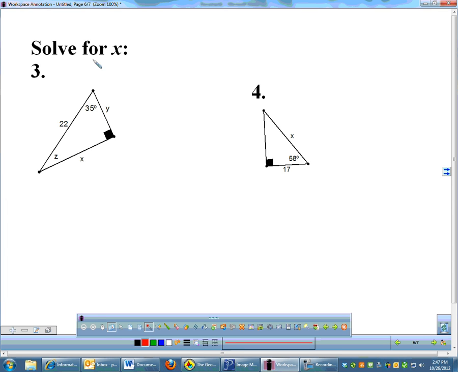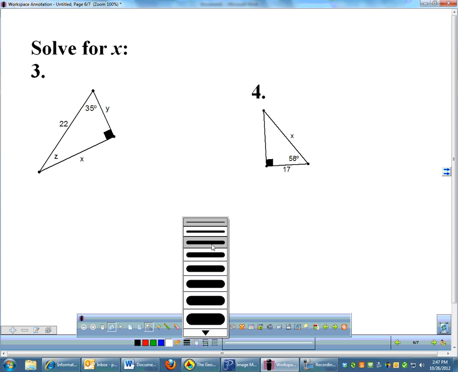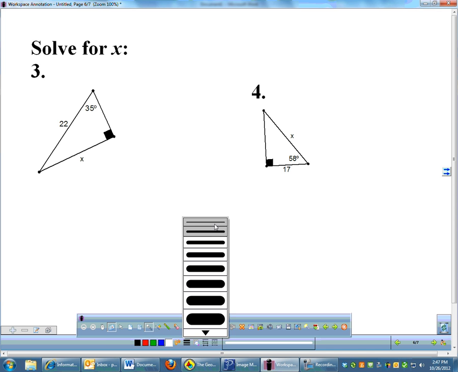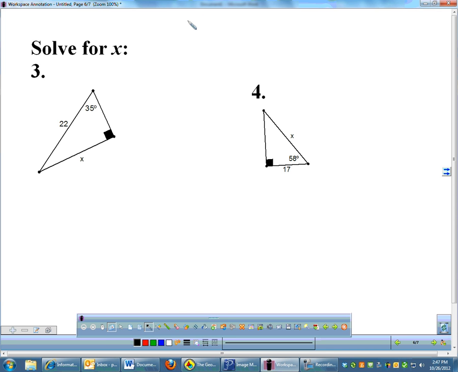Let's see, moving on, solve for x. So now I'm asking you to solve for a variable that I put in the triangle. I don't know why I put x, y, and z right here, so let's get rid of those. I want to solve for x. Now this is a right triangle, which means we can use our old friend SOHCAHTOA. She was cute too. It's a shame that she escaped the history books.